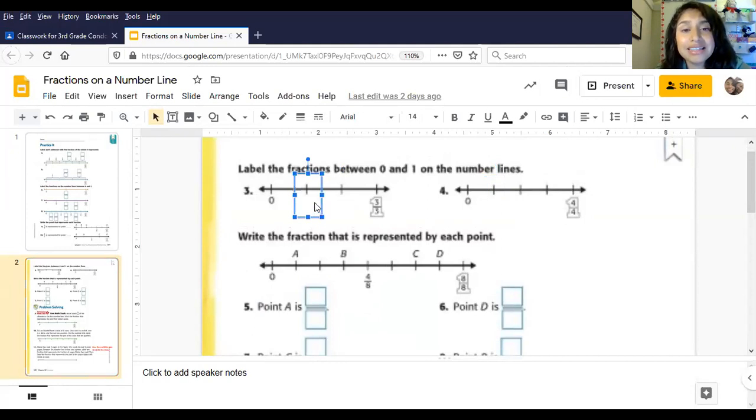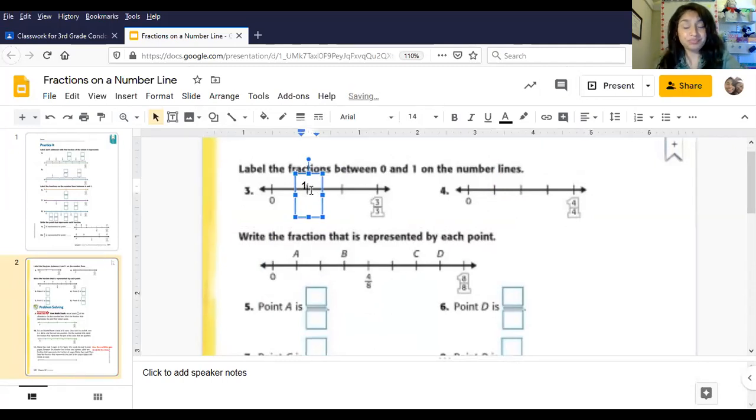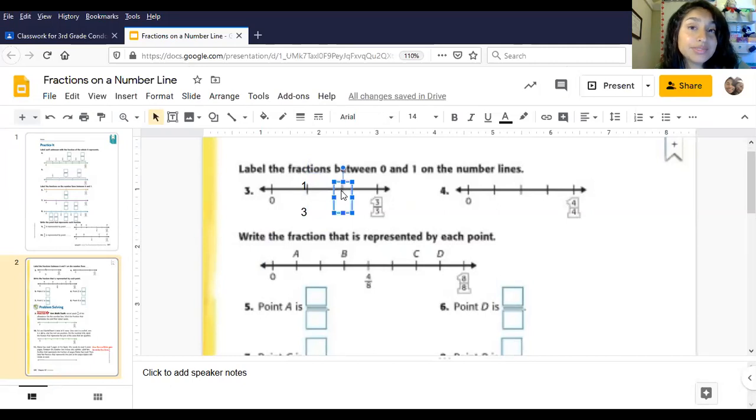The first thing that I need to think about is the denominator. I noticed that my denominator is 3. So my number line needs to be divided in 3 parts. 1, 2, 3. So the first part, friends, is going to be 1 over 3. That's going to be my fraction, 1 over 3. Okay, the next part would be, did you say 2 over 3? If you did, that is correct, 2/3.